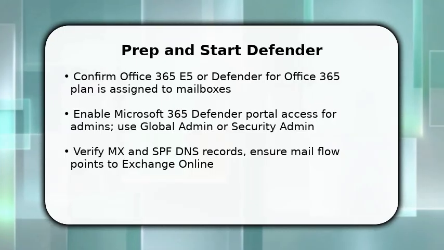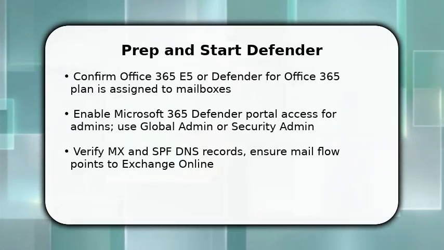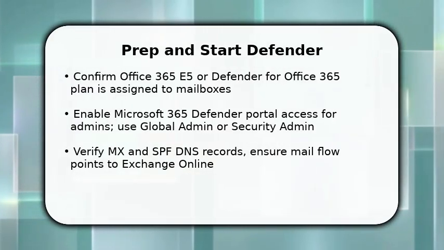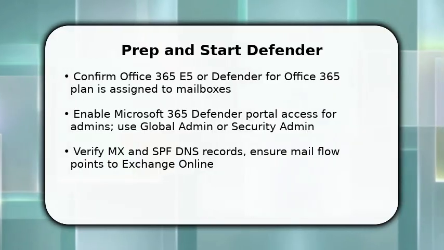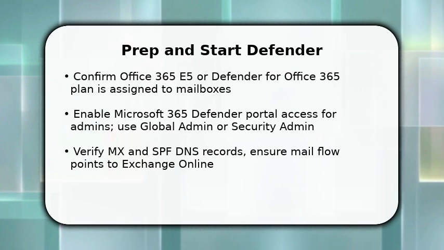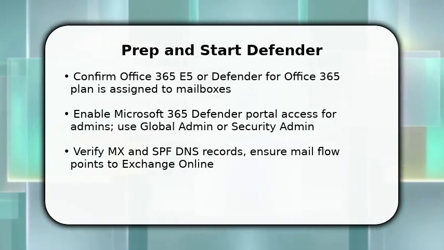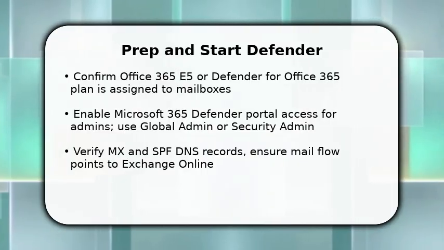Once done, check MX and SPF DNS records to confirm mail routes through Exchange Online, because incorrect DNS breaks scanning. Finally, prepare a test mailbox to validate changes. This step lets you confirm mail flow and initial policy effects without risking production users.